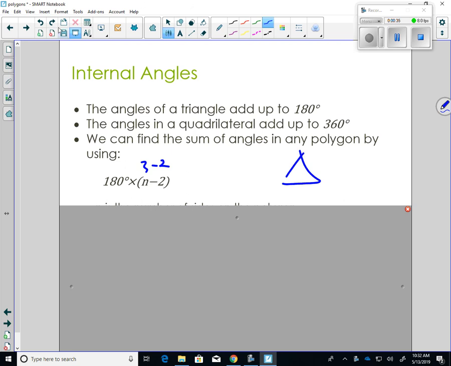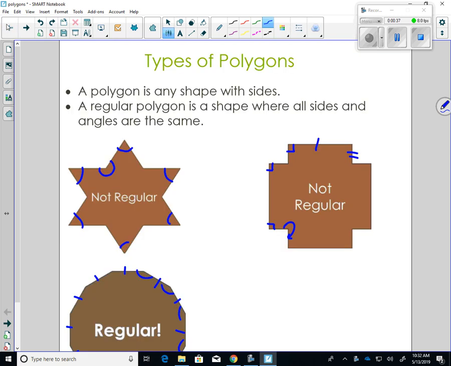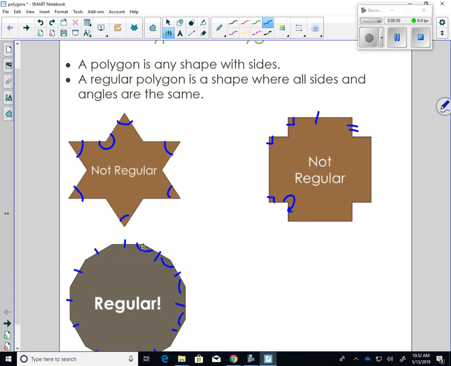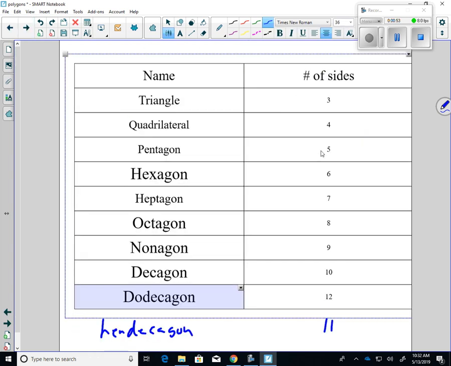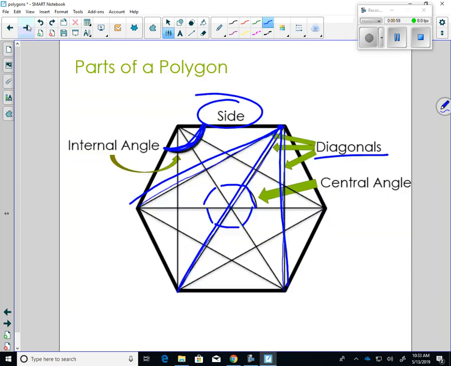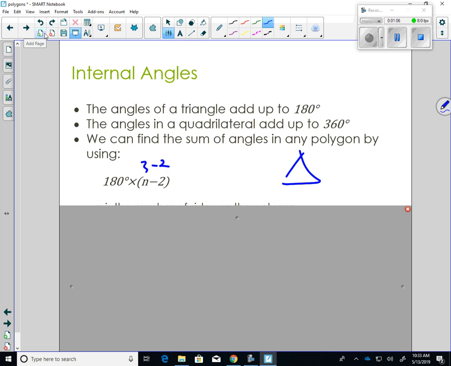Okay, so I'm just going to quickly go back for those people that are watching by video that aren't here, because I forgot to hit record at the start. So there's the types of polygons: not regular because the angles are different, not regular because the angles and sides are different. Regular sides and angles are the same. There's all the names. If you're watching at home, you should hit pause and fill those in. Parts of a polygon, again, hit pause, fill those in. Okay, back to real life.